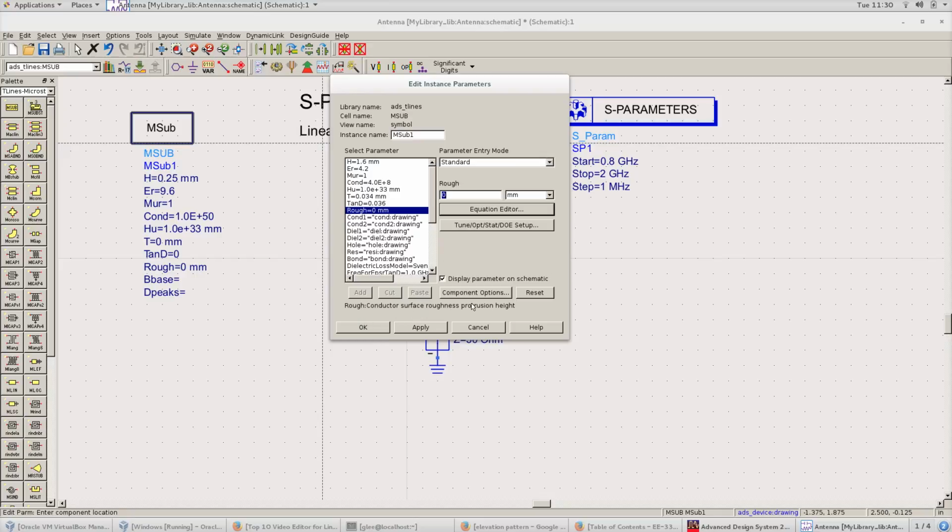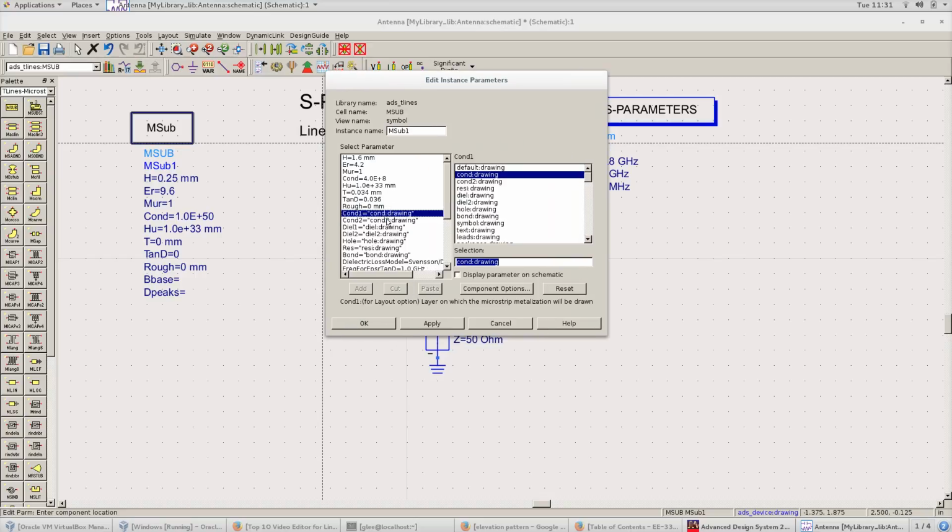Rough is a conductor's surface roughness protrusion height. So I'm going to leave this alone. I'm going to say that it's perfectly flat. But if you wanted to simulate a structure in which you were interested in how rough the surface of the metal was, especially at higher frequencies, that makes a big difference. But in this case, at these low frequencies, around 1 gigahertz, it's not that critical. But again, if you knew what that was, it would help with your simulation.